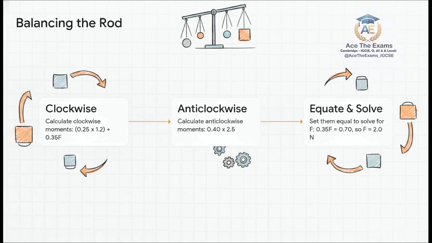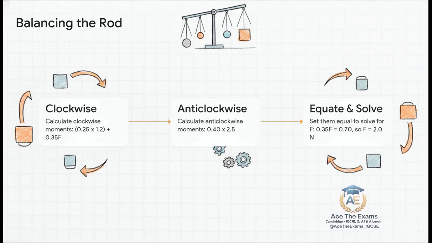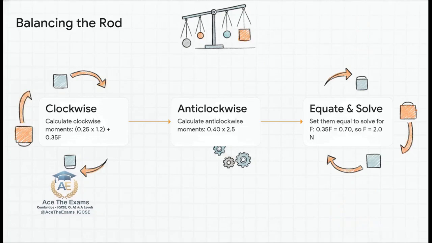By setting the total clockwise turn perfectly equal to the total anti-clockwise turn, we can easily find the exact missing force, which algebraically works out to 2.0 newtons. Writing this out step by step is how you guarantee every single available mark.